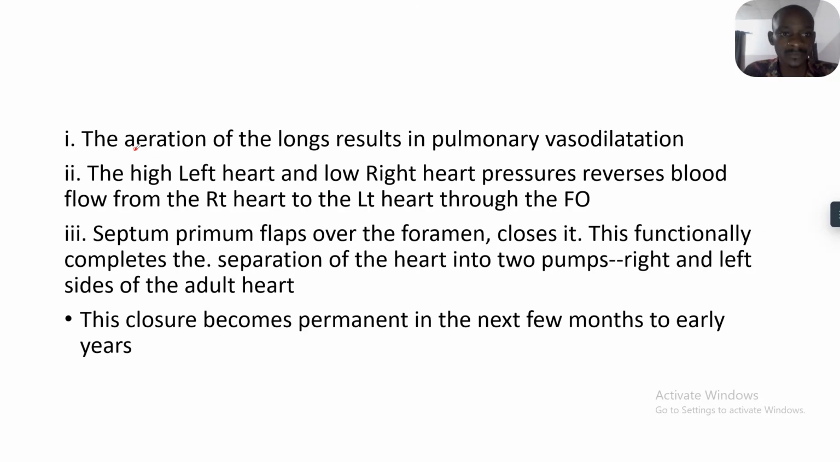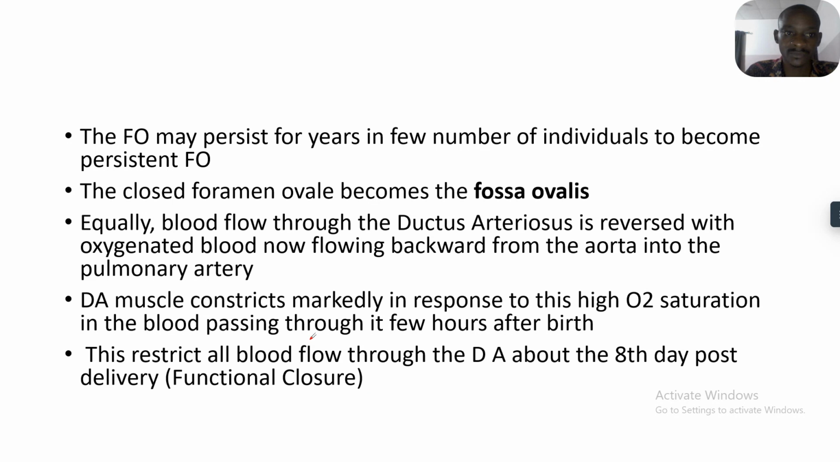Aeration of the lungs results in pulmonary vasodilation. The high left heart and the low right heart pressure reverses blood flow from the right heart to the left heart through the foramen ovale. The septum primum flaps over the foramen and closes it. This functionally completes the separation of the heart into two pumps, the right and the left sides of the adult heart. This closure becomes permanent in the next few months to the early years.